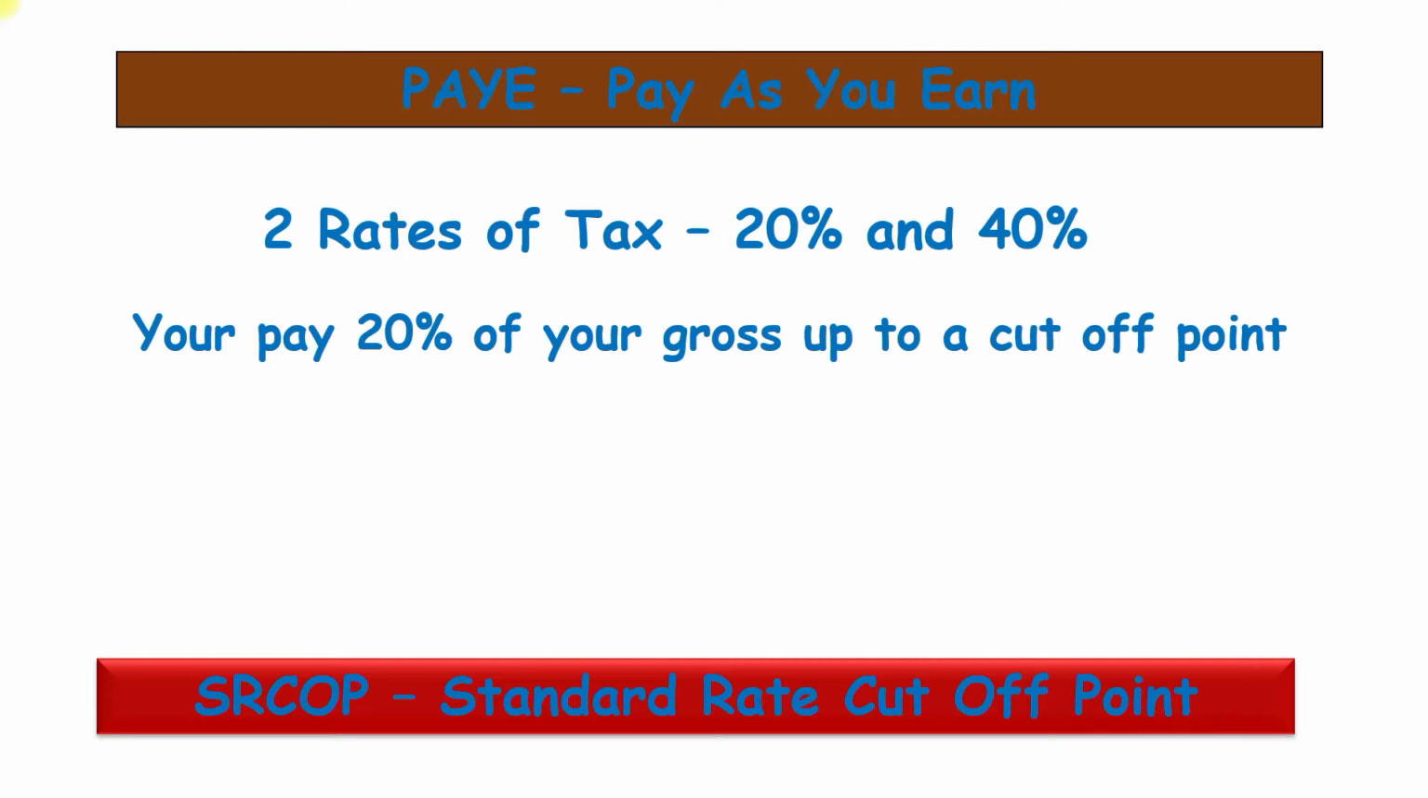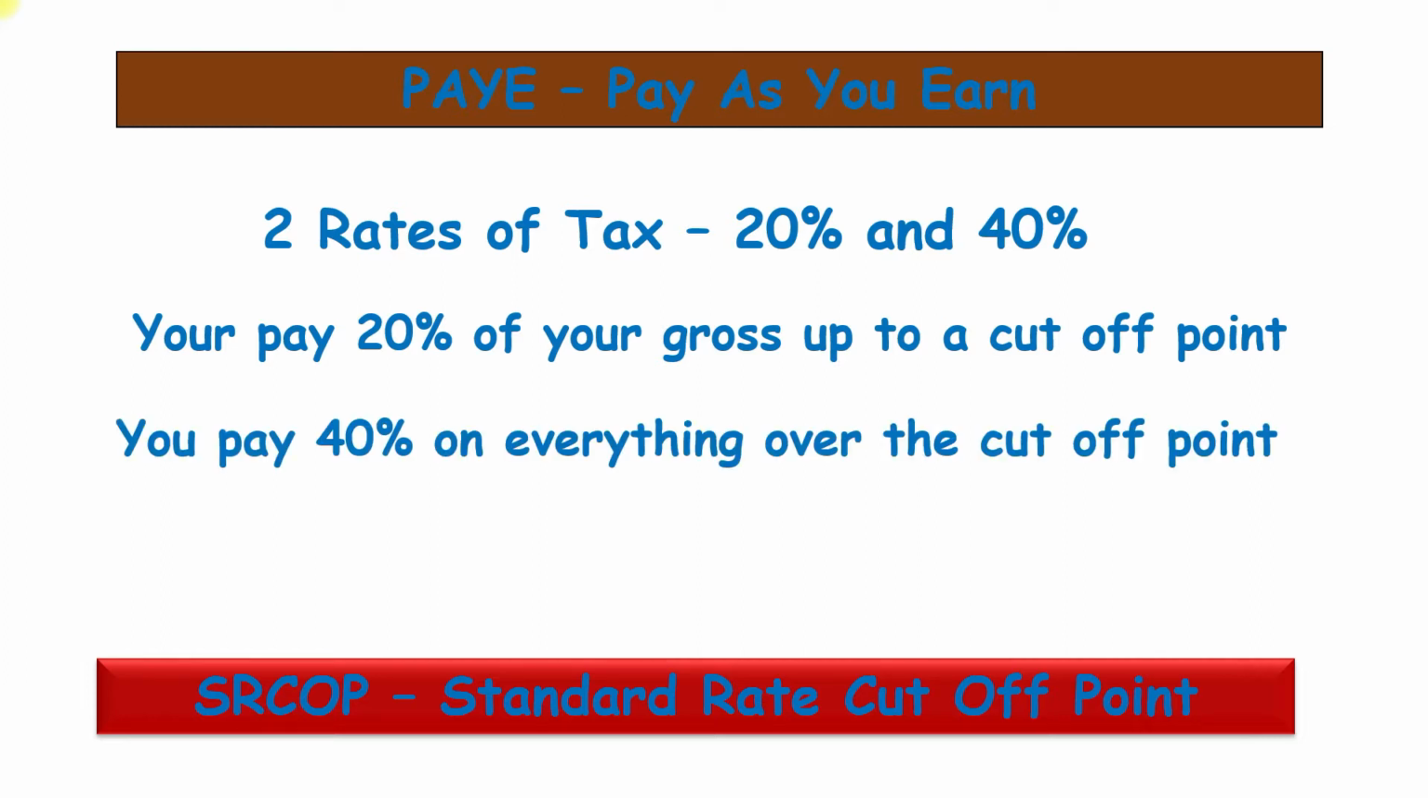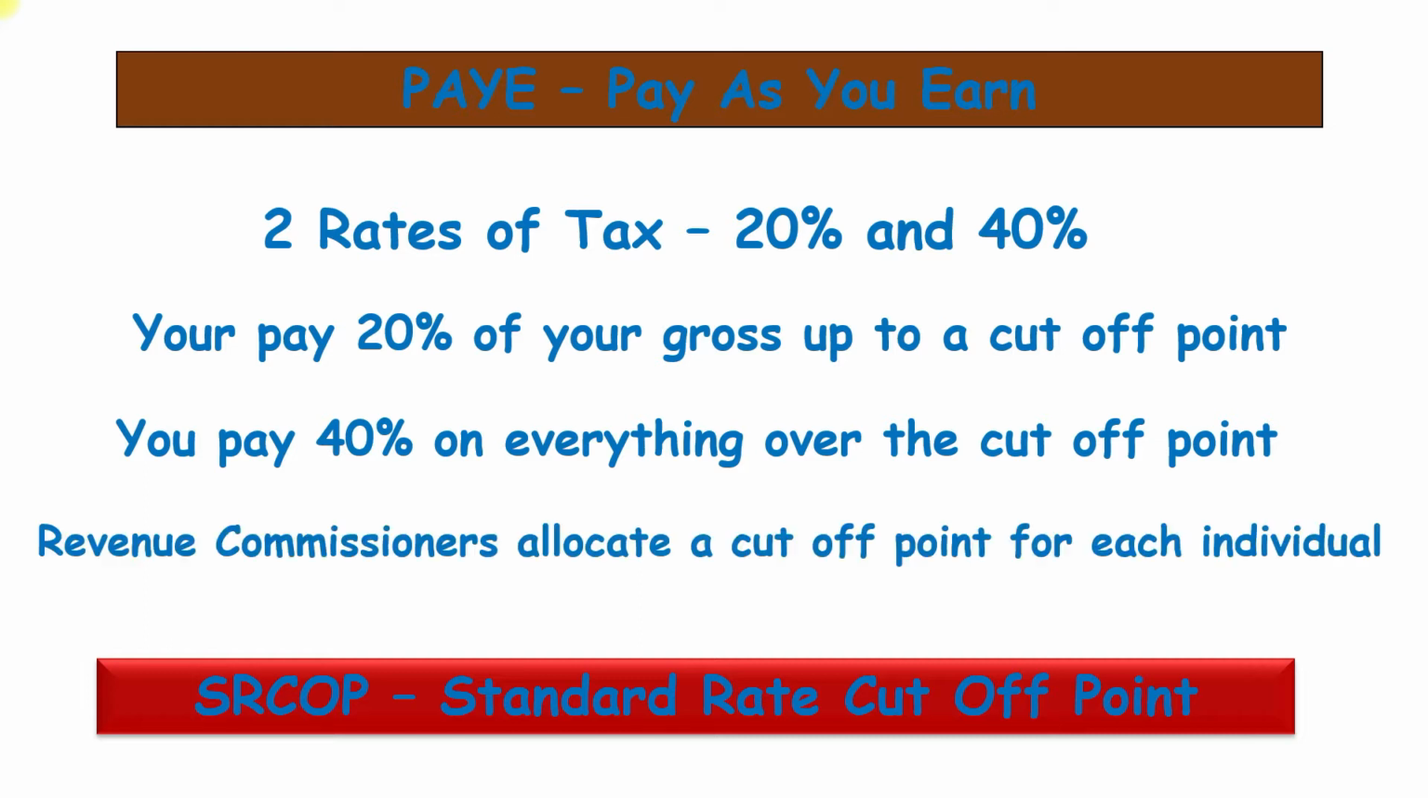It is important to note that when your gross goes over the cutoff point, it does not mean that all your pay is then taxed at 40%. Only the amount above the cutoff point is hit for 40%. At the start of each year, the revenue commissioners allocate each person their individual cutoff points depending on their circumstances. For instance, there is a set cutoff point for single people, another for married, etc. Working through an example of this calculation will help to explain the concept further.